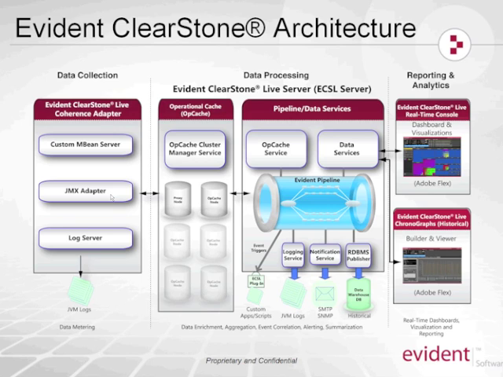The brains behind the system is between the pipeline server and the operational cache. The operational cache is what we call our flight data recorder. It's essentially the data repository that is storing all this data in real time. All the data is actually pushed and delivered from the adapters over to the operational cache.